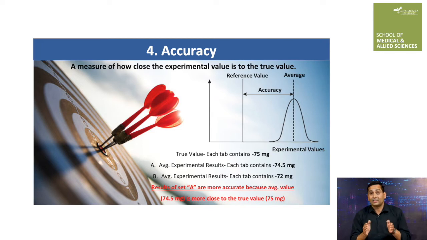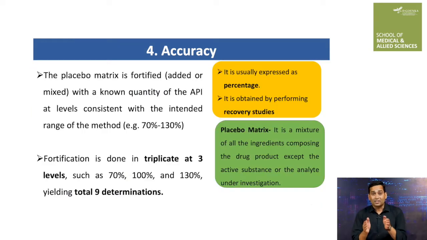So I think this is clear that accuracy is a measure of how close the experimental value is to the true value. Accuracy is expressed as a percentage and obtained by performing recovery studies. Before telling about recovery studies, I would like to let you know about placebo matrix, which is made up of a mixture of all ingredients composing the drug product except the API.